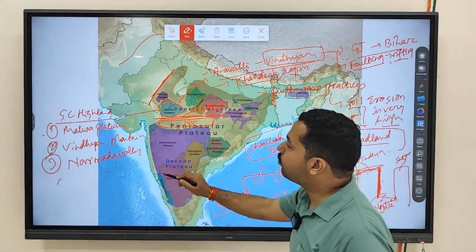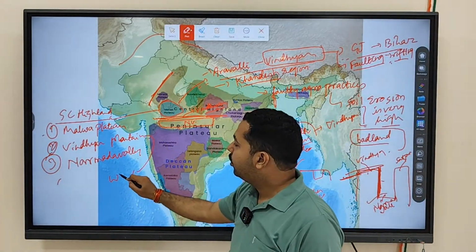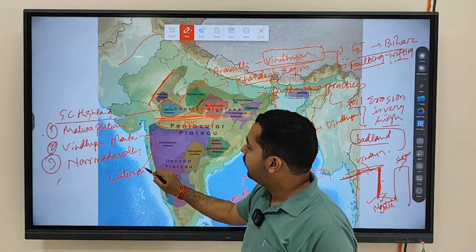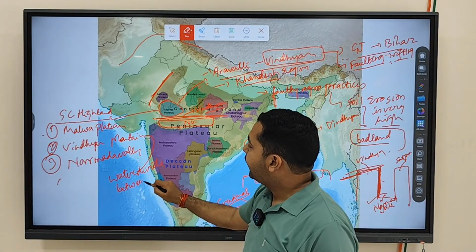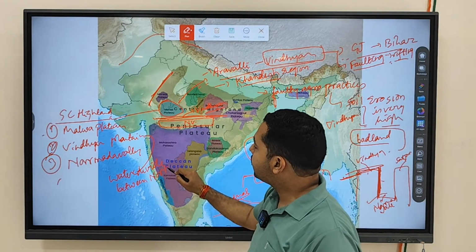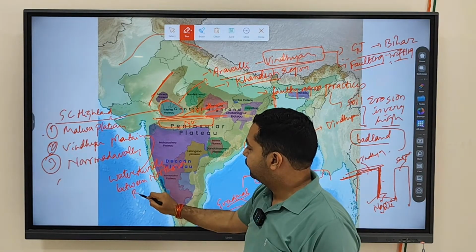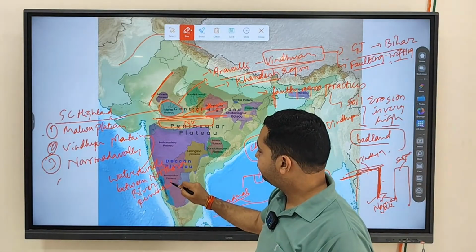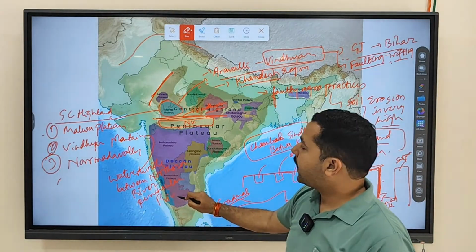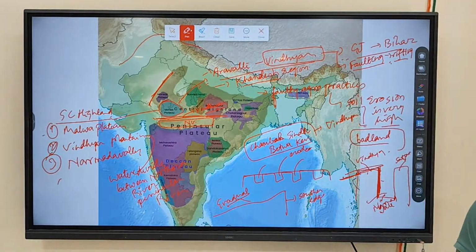Vindhyan is acting as a water divide between Northern River and Peninsular River. It is acting as which type of divide? A water divide between Northern River and Peninsular River.